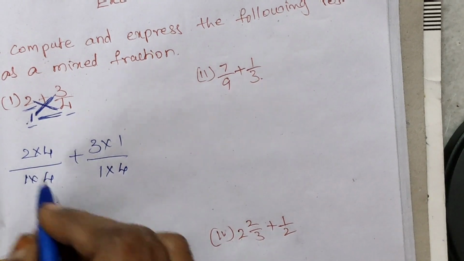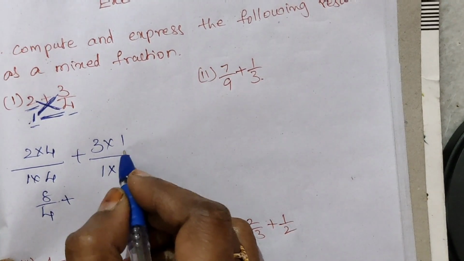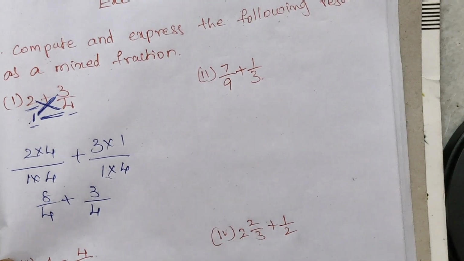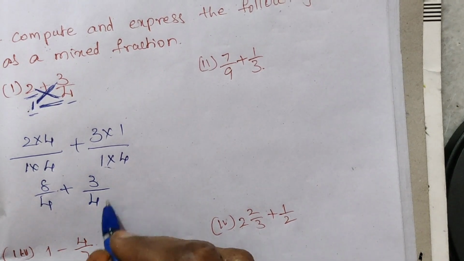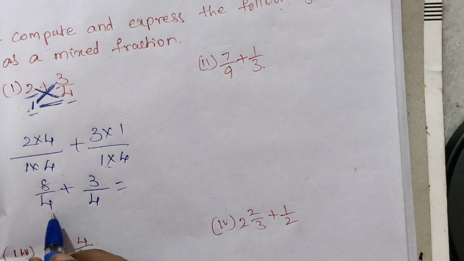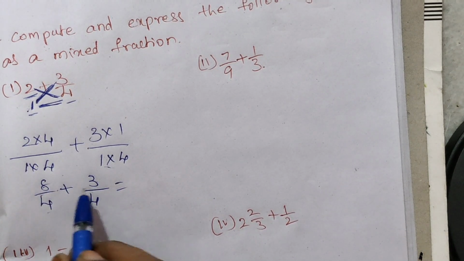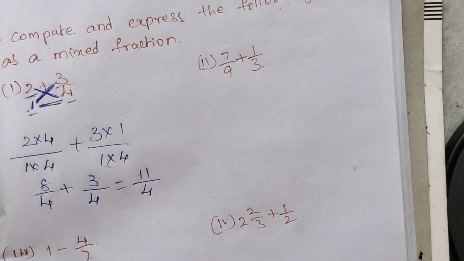So this is 2 into 4, 8 by 4, plus 3 into 1, 3, 1 into 4, 4, 3 by 4. So now they are like fractions. 8 by 4 plus 3 by 4. The denominators are the same, so we can add the numerators directly. 8 plus 3, 11 by 4. This is the first answer.